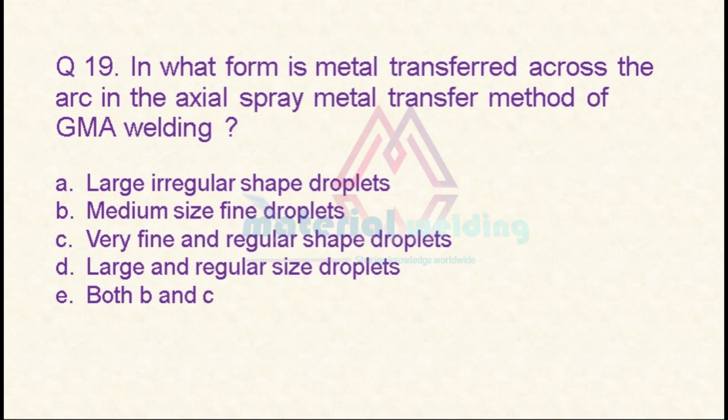Question. In what form is metal transferred across the arc in the axial spray metal transfer method of gas metal arc welding? A. Large irregular shaped droplets. B. Medium size fine droplets. C. Very fine and regular shaped droplets. D. Large and regular size droplets. E. Both B and C.